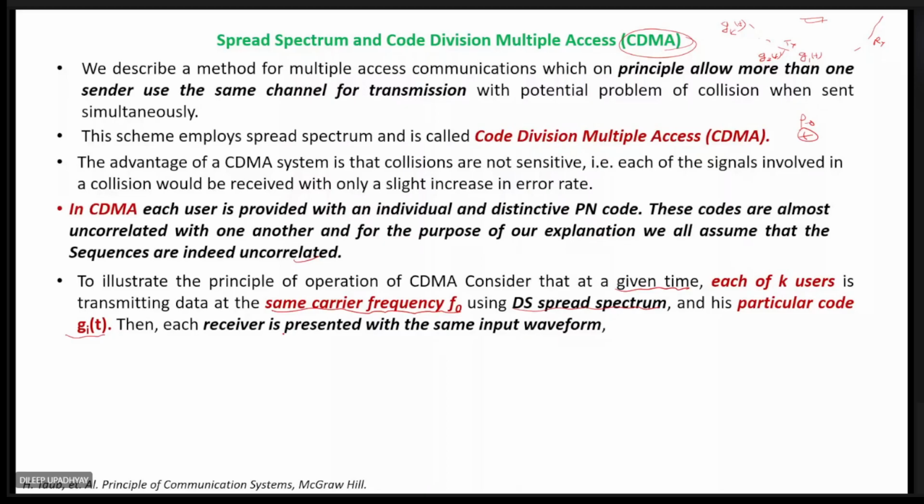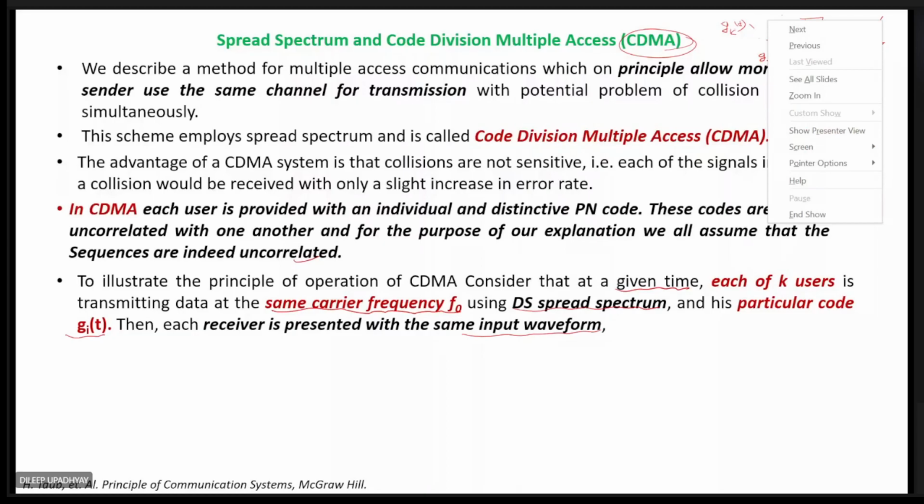Then each receiver is presented with the same input. That is, each receiver will receive the signals transmitted by transmitter 1, transmitter 2, transmitter 3. Then what will be the mathematical expression of the signal received by the receiver?